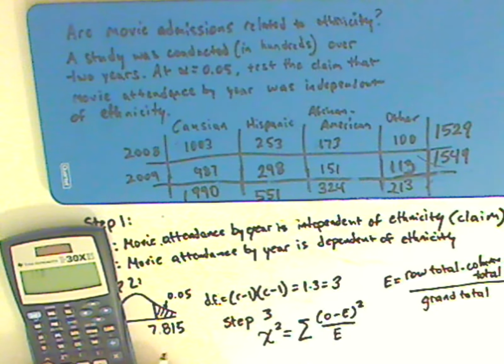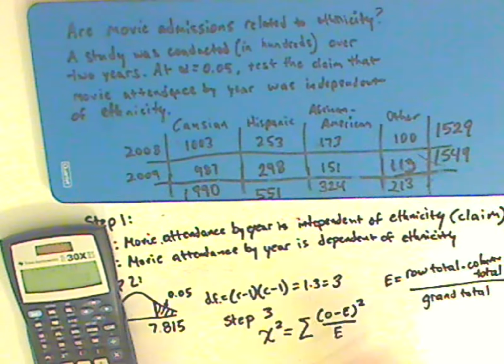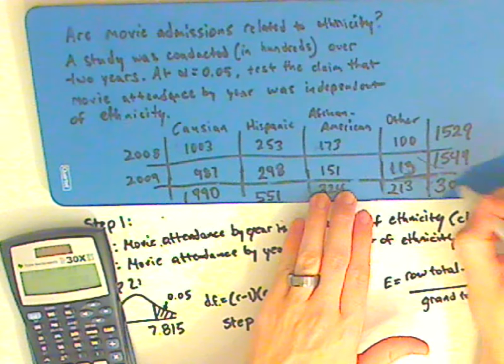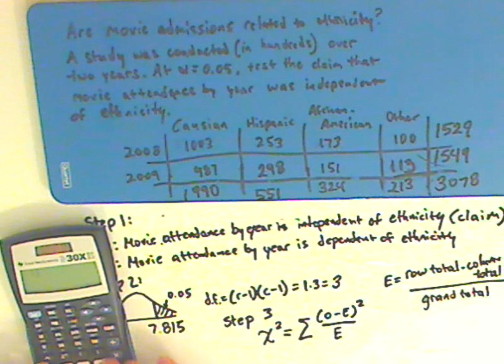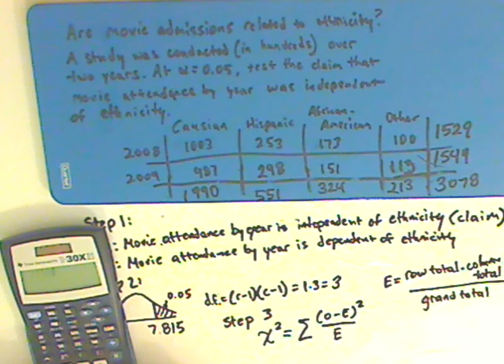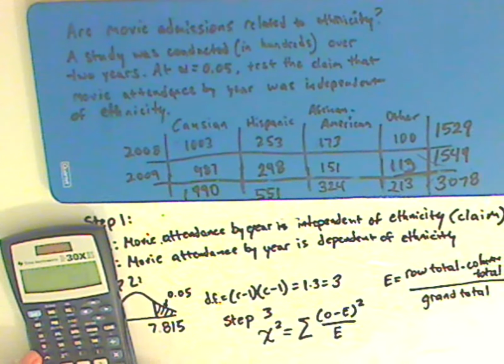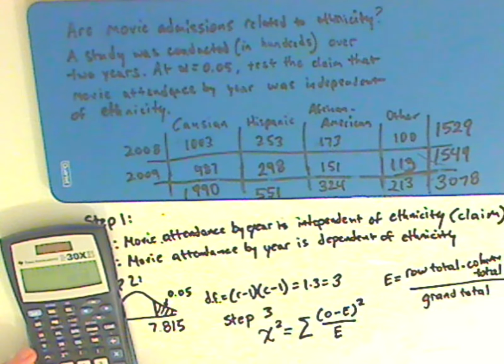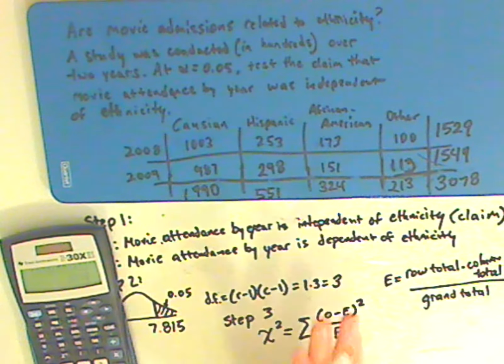So 1529 plus 1549 is 3078. So 1990 plus 551 plus 324 plus 213 equals 3078. So right track. So that's good.